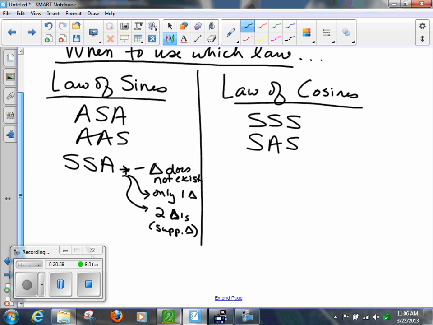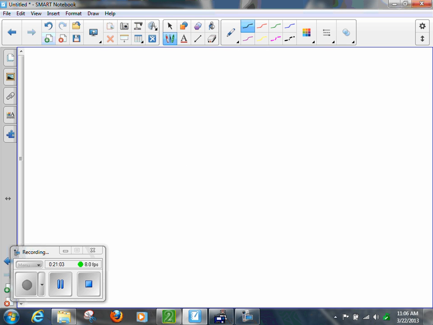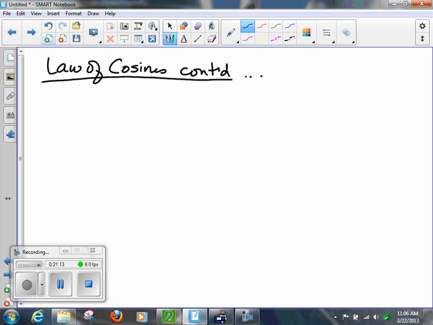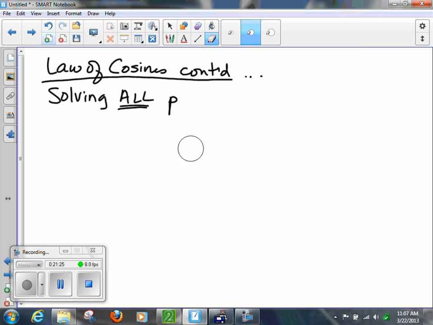Okay? So here we go. Law of cosines. We're going to continue with law of cosines. Try to tie up some loose ends, maybe just for the teacher, not so much you. But we're solving for all the parts. I threw number 11 at you thinking that you would kind of figure it out, okay? Solving for all parts.